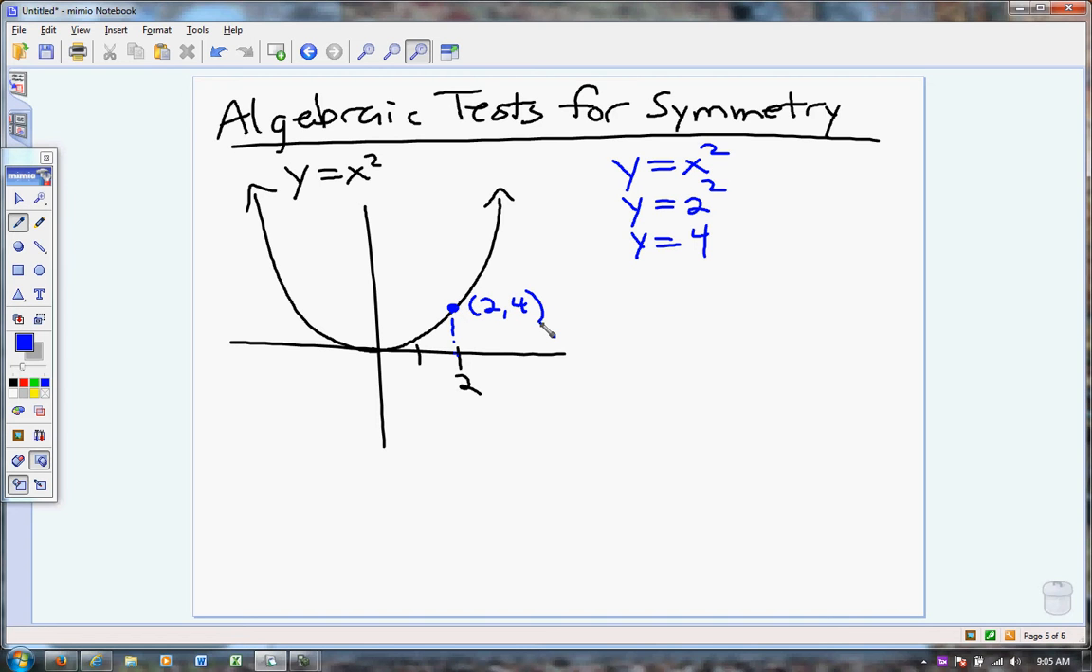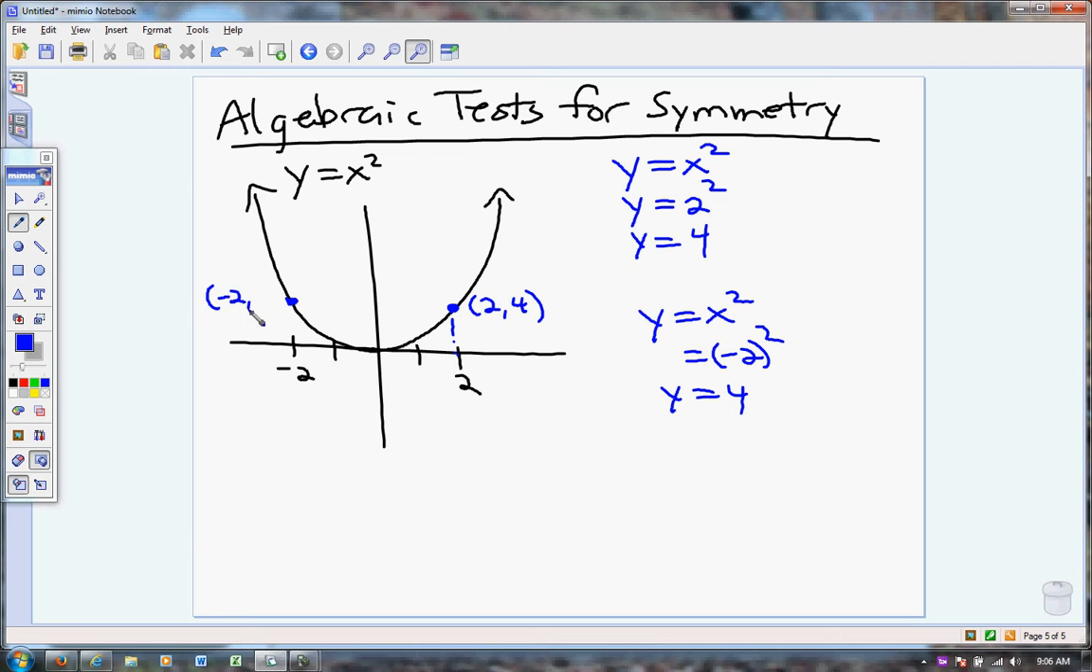Well, the algebraic test for symmetry about the y-axis says that if I put in -2, I should get the same thing. So if I come over to -2 and put that in, I should also get 4. And that happens, doesn't it? If I use y equals x squared, and I put in -2 and square it, well, I still get 4.